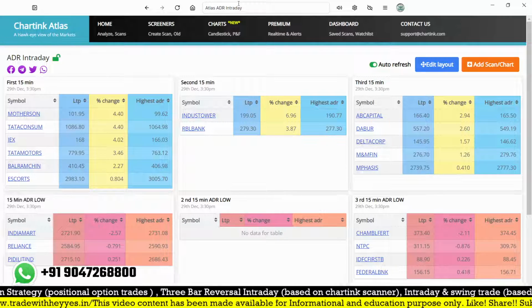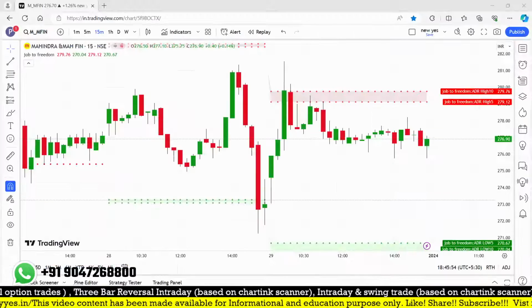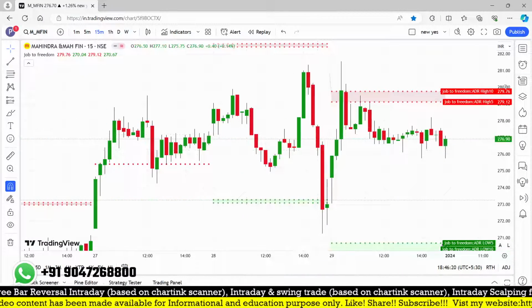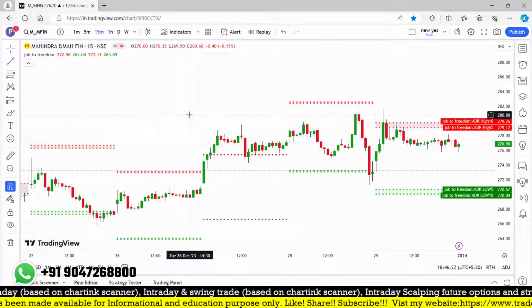And finally, thanking Mr. Thirumal. He was sharing this indicator, and he did this for me in TradingView, because I am not familiar with TradingView.